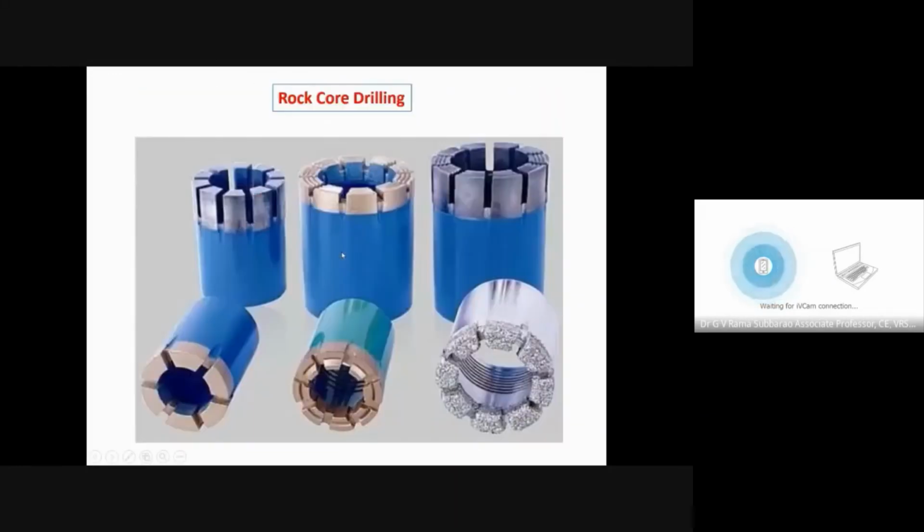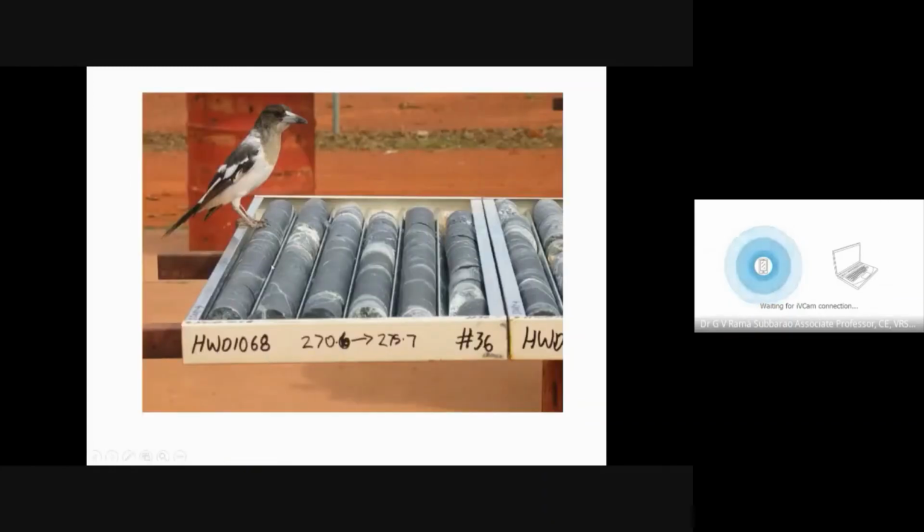So this is for rock cores. This is for collecting rock samples. These are the collected rock samples. See.